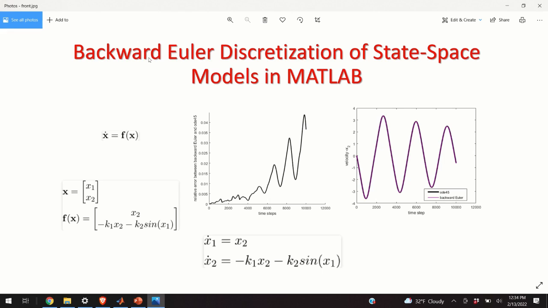Hello everyone. Today we will talk about backward Euler discretization of state space models in MATLAB. You will learn one very important technique for discretizing state space models. This technique can be used for developing controllers for dynamics that is stiff, meaning that different state space variables have different time constants, or the time constants of different state space variables can significantly vary.